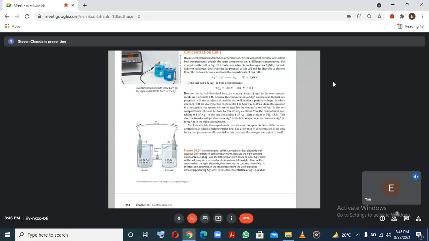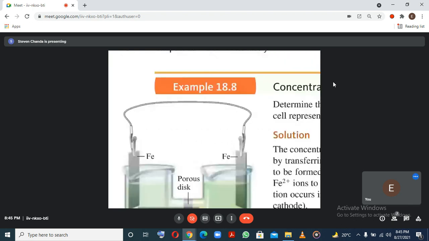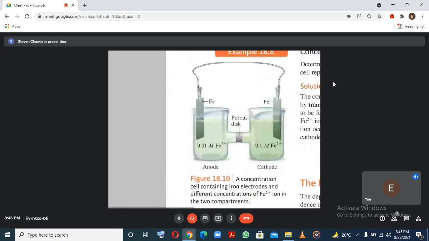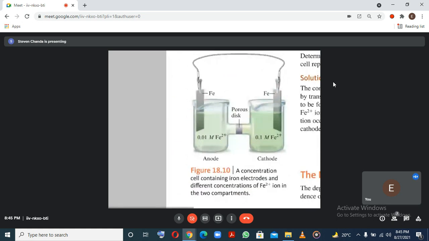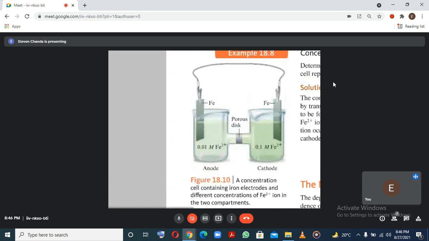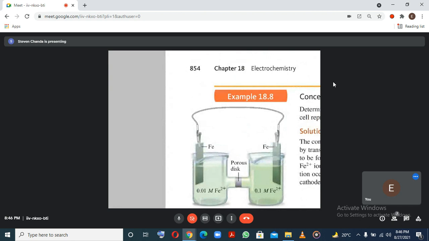So now, can someone answer this question? Let me hide the answers. Look at this picture, and can someone tell us where the electrons will be going to? From where to where? Just say left or right or vice versa.